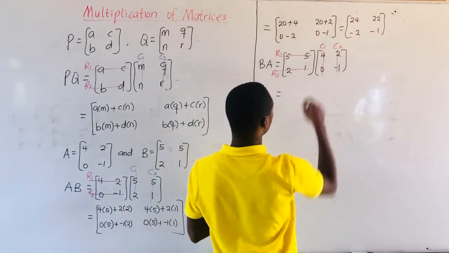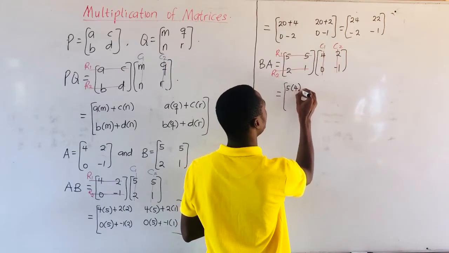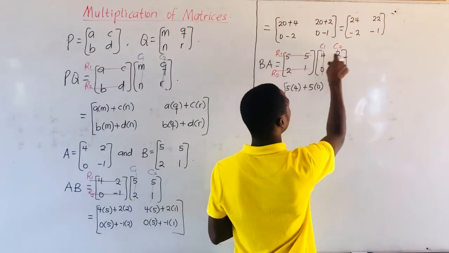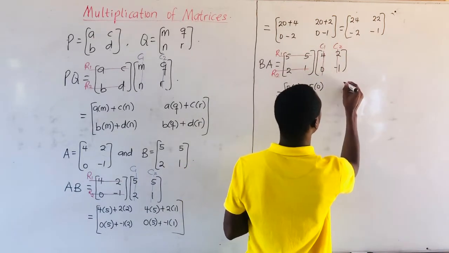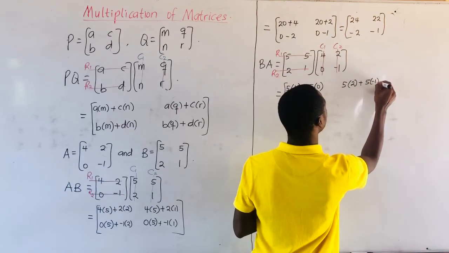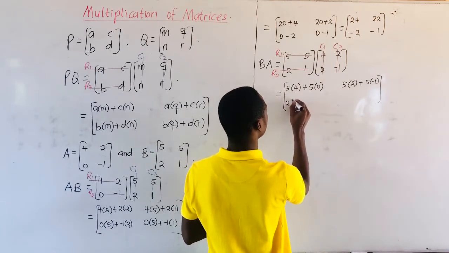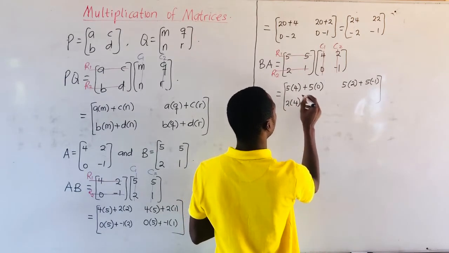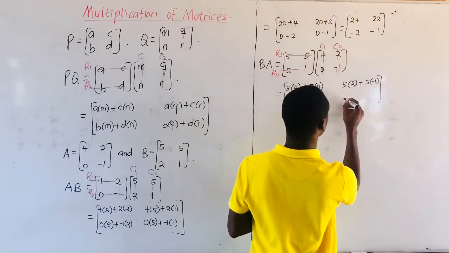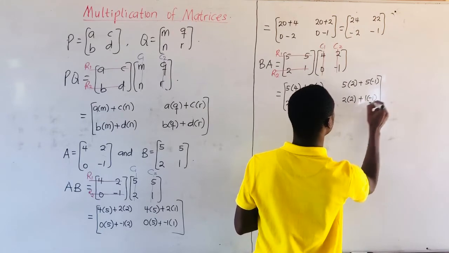So row 1 by column 1 will give us 5 times 4 plus 5 times 0. Then row 1 by column 2 will give us 5 times 2 and 5 times negative 1. Row 2 by column 1 will give us 2 times 4 and then 1 times 0. Then row 2 by column 2 will give us 2 times 2, 1 times negative 1.